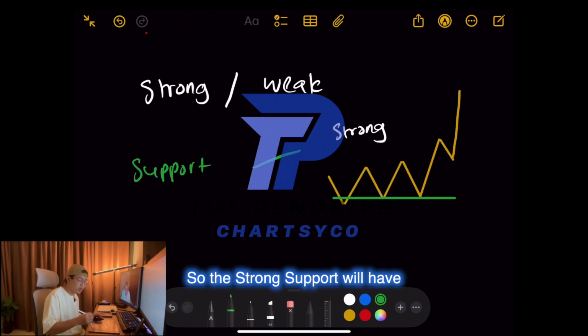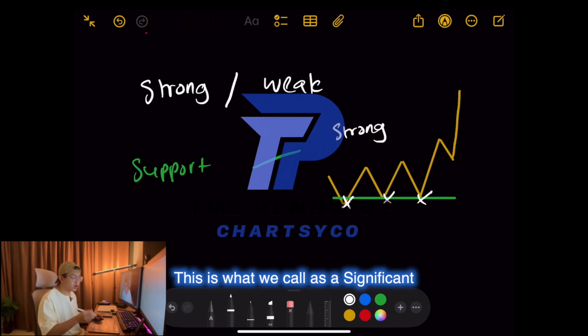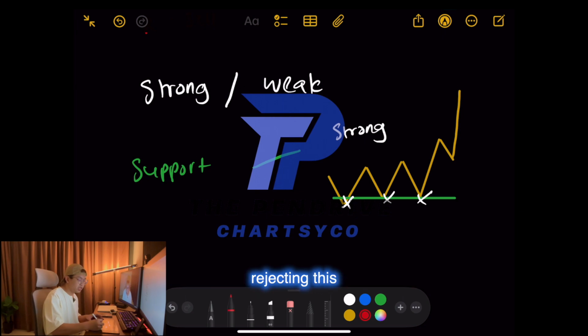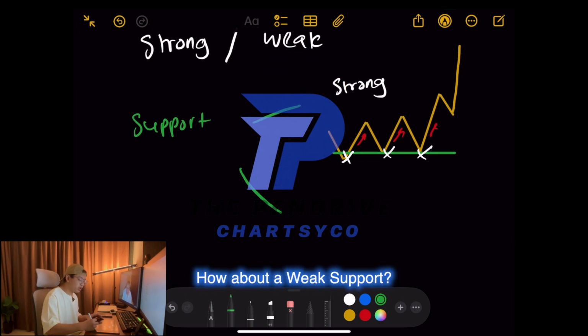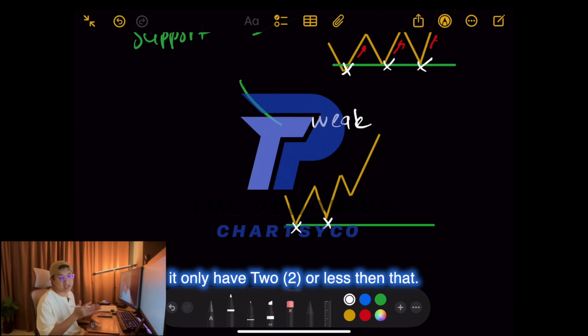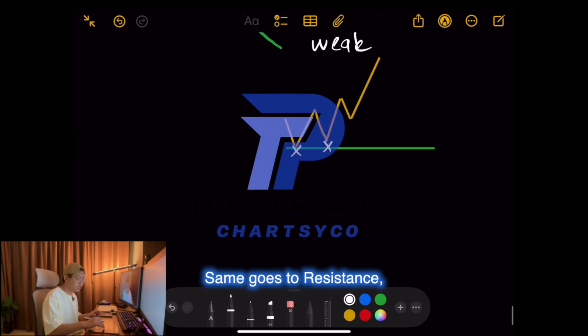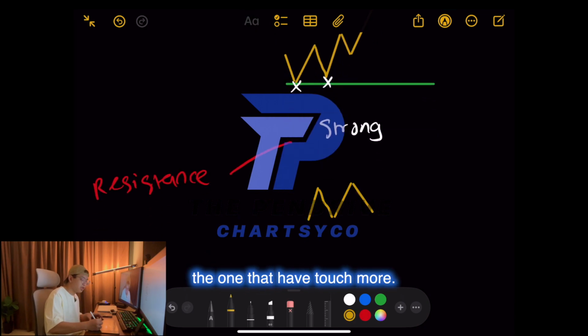So the strong support will have more than two touch. Okay, this is what we call as a significant. This showing that the price keep on rejecting this and showing a strong support. How about a weak support? Right, for a weak support, normally just only have two or less than that. So that is a weak support. Same goes to resistance. Strong resistance is the one that have touched more.